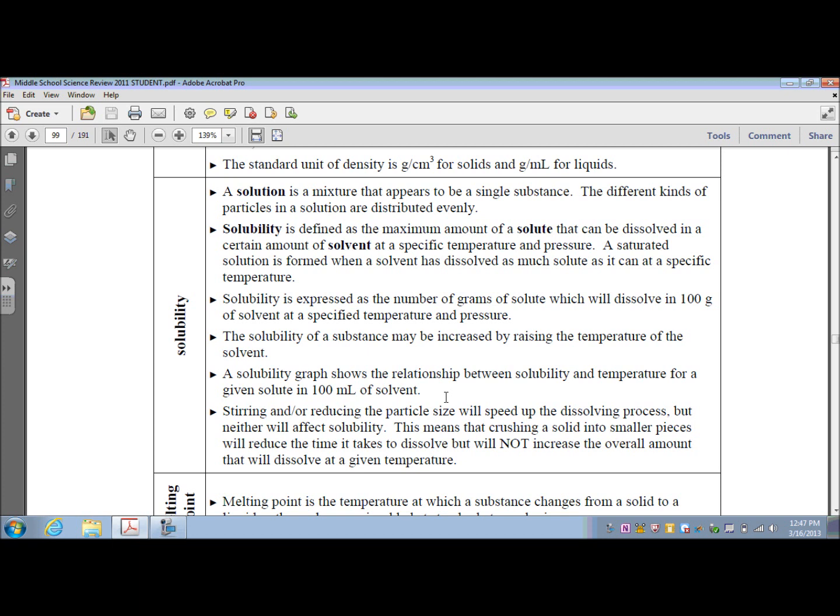Stirring or reducing the particle size will speed up the dissolving process, but neither will affect solubility. This means that crushing a solid into smaller pieces will reduce the time it takes to dissolve, but will not increase the overall amount that will dissolve at a given temperature.